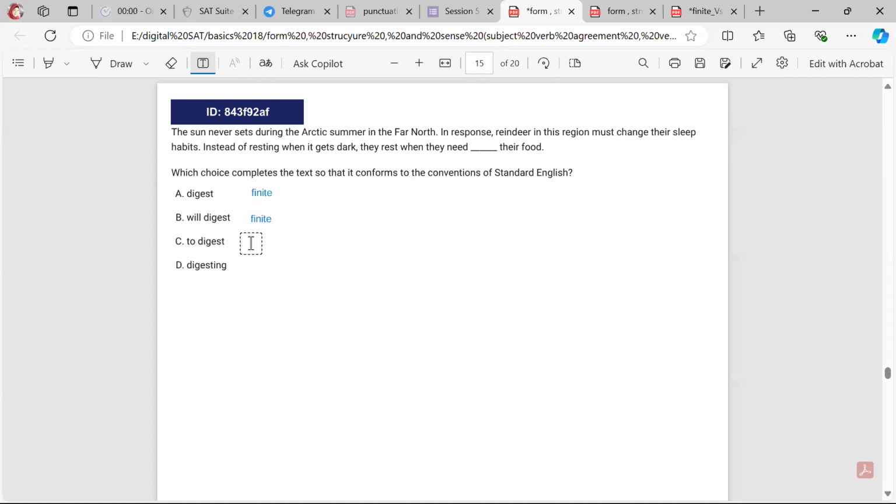To digest. This is what? Finite. Excellent. Non-finite, because it's called infinitive, right? Yeah. Excellent. Wait, just a second. Infinitive. Okay, I'm sorry. Digesting. Amazing. Non-finite. That's absolutely amazing. Non-finite, it can be a gerund, right? Or present participle.